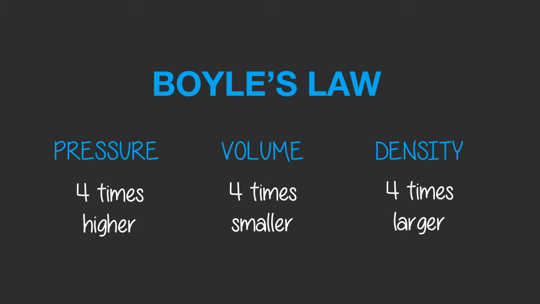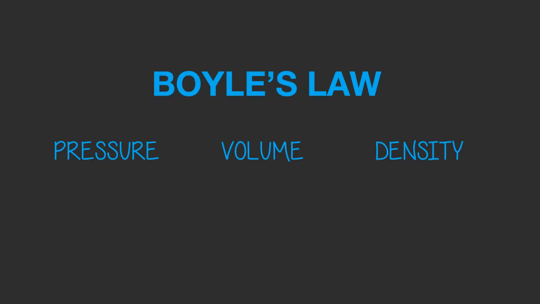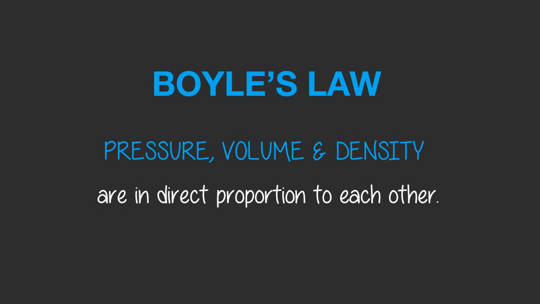Or another example, if you make the pressure 11 times higher, the volume becomes 11 times smaller and the density becomes 11 times larger. Or if you make the pressure 5.5 times higher, the volume becomes 5.5 times smaller and the density becomes 5.5 times larger. So what he discovered was that the pressure, volume, and density are in direct proportion to each other.